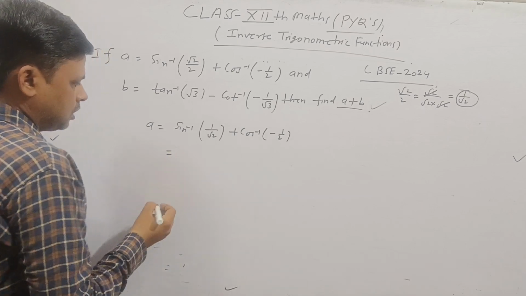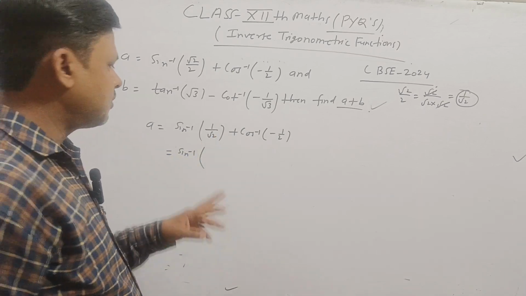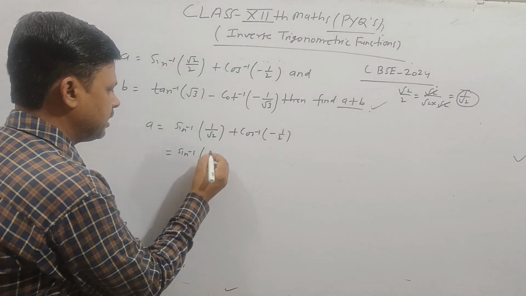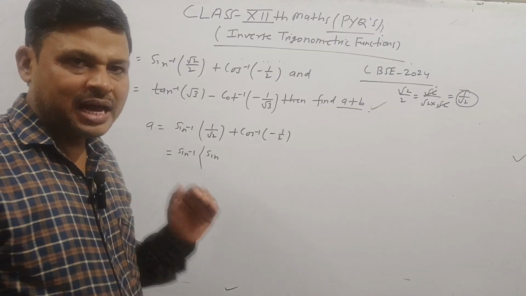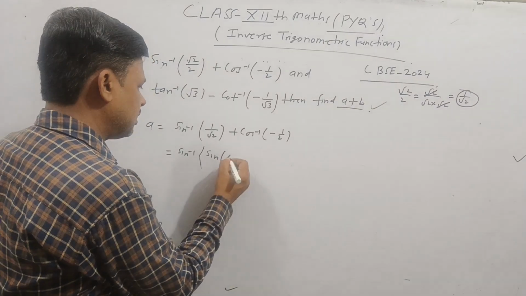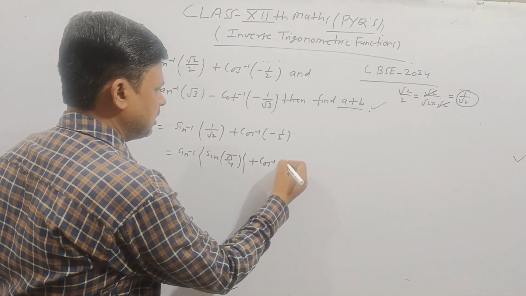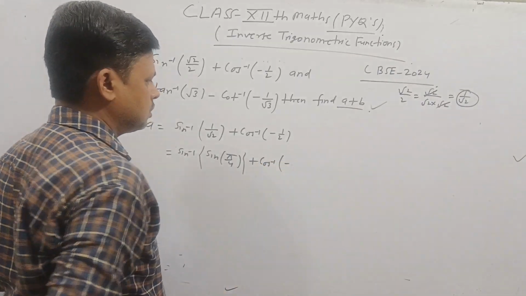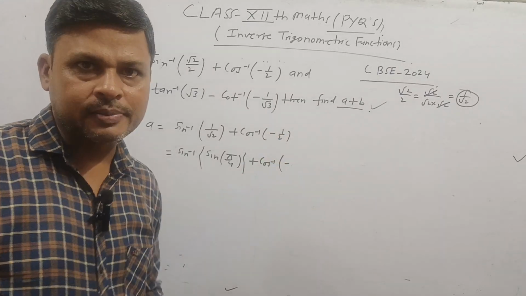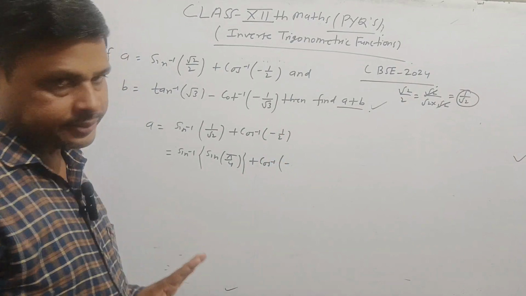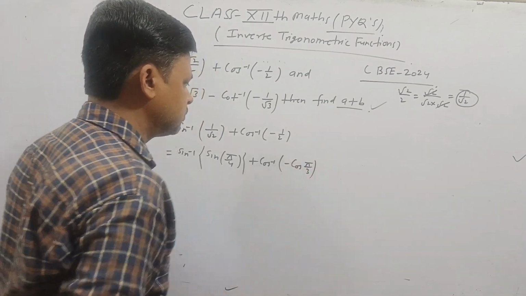Okay, now we have to make it in terms of sine, because here is sine inverse, so in the bracket we need sine. Sine pi by 4 is 1 by root 2, so we will write sine pi by 4. Plus cos inverse of minus 1 by 2. Don't think about the minus for now. What is 1 by 2 in terms of cos? We know that cos pi by 3 is 1 by 2.